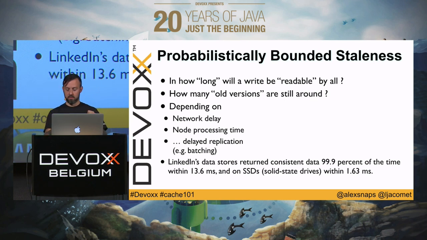So LinkedIn ran the tool there and measured things. As it turns out, they end up with 99.9% of the time, the latest value being observable within 30 milliseconds. So that's pretty darn quick. With SSDs, they got that even lower.